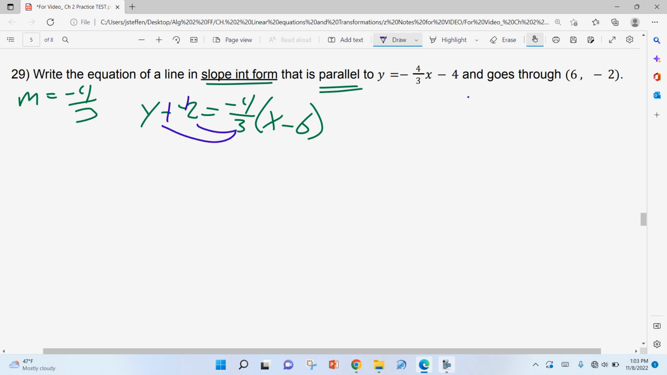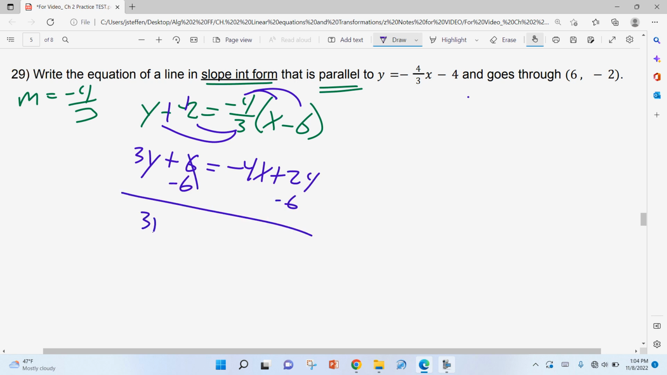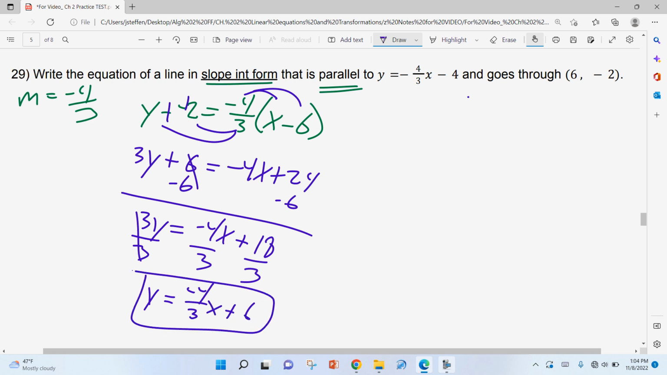So take my 3, take my -4, so that's 3y plus 6, multiply those, -4x plus 24. Subtract by 6. 3y is equal to -4x plus 24 minus 6 is 18. I'm sure I could have done that in my head faster, but I do not trust myself, especially in the middle of a video. -4 over 3x, 18 divided by 3 is 6. So that is the way I would have done that one.